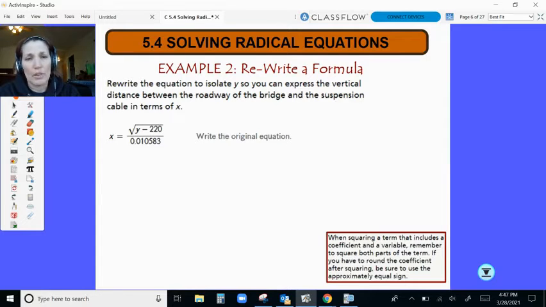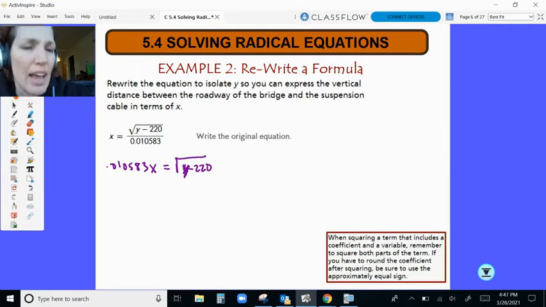First of all, what they want us to do is solve for y first. So I'm going to multiply both sides by 0.010583. That will become 0.010583 x equals the square root of y minus 220. Sorry about that. Now to continue to solve for y, we're going to square both sides.